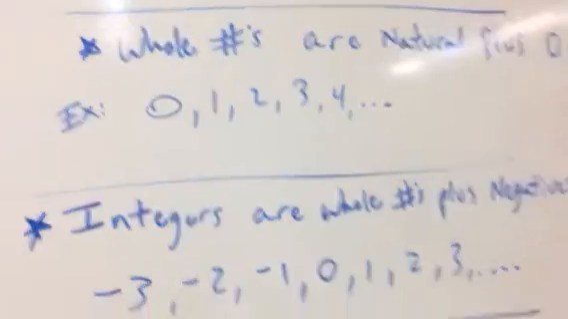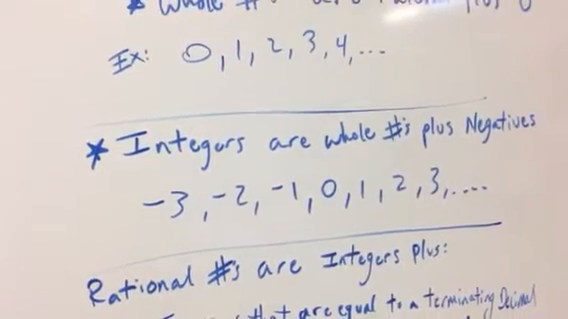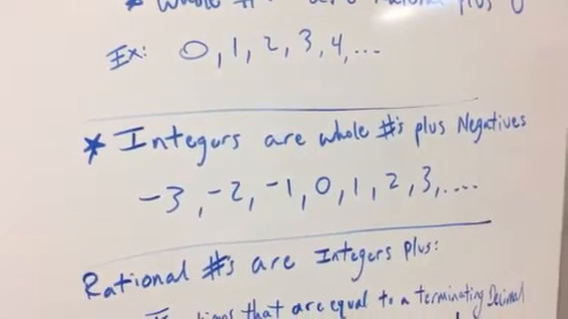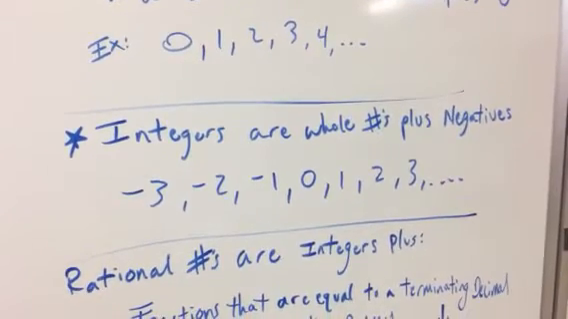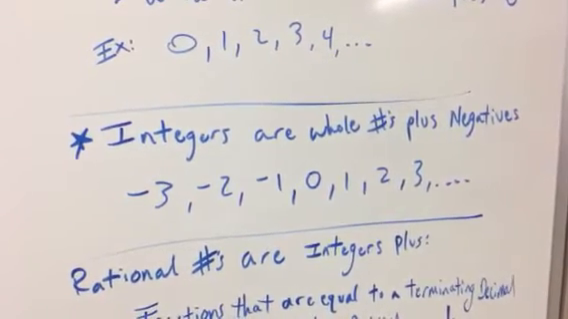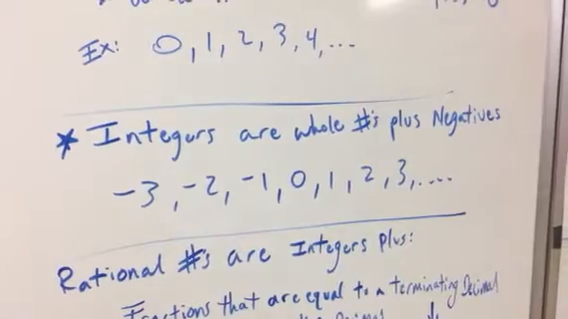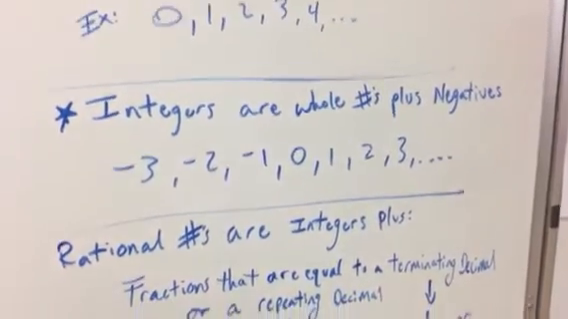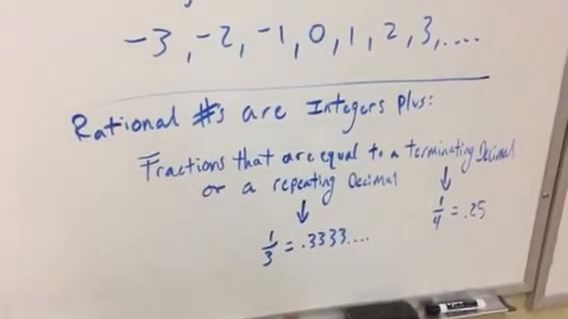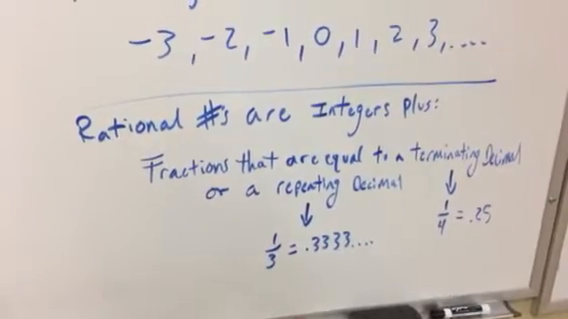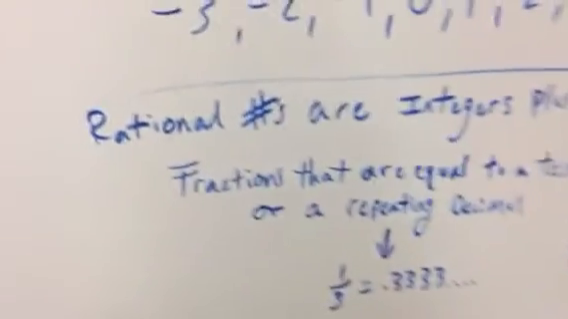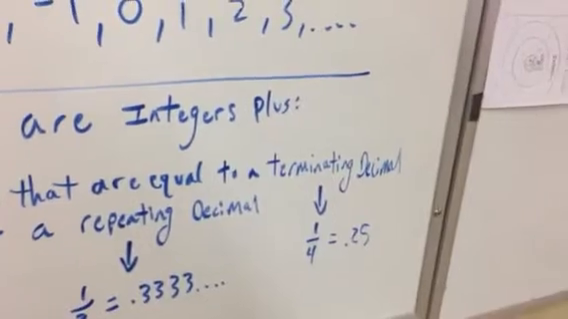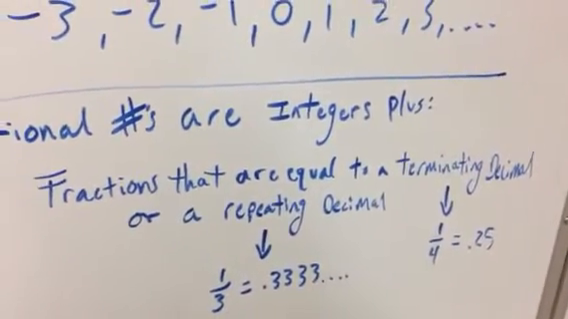The next subset we want to talk about is integers. Integers are basically whole numbers, except negatives count this time. So negative 3, negative 2, negative 1, 0, 1, 2, 3. And now we go to rational numbers. Rational numbers are integers, plus we've got fractions that are equal to a terminating decimal or a repeating decimal.